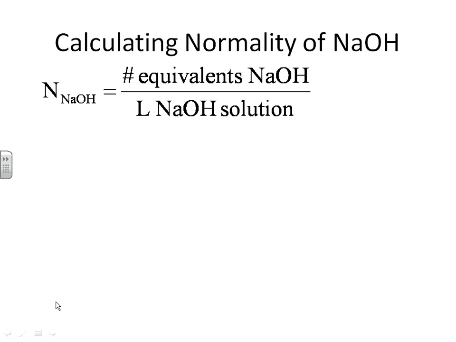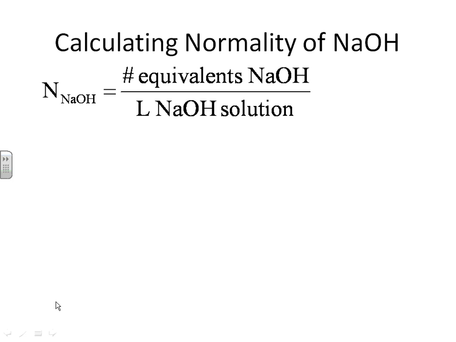Okay, so the first portion of this lab, you're calculating the normality of the sodium hydroxide solution. That's the standardization of the sodium hydroxide solution. Normality, just to go back to the definition of it, which was at the beginning of this PowerPoint as well, is defined as the number of equivalents divided by liters of solution. To be clear, because we're calculating the normality of the sodium hydroxide, that means that we need the number of equivalents of sodium hydroxide divided by the liters of the sodium hydroxide.